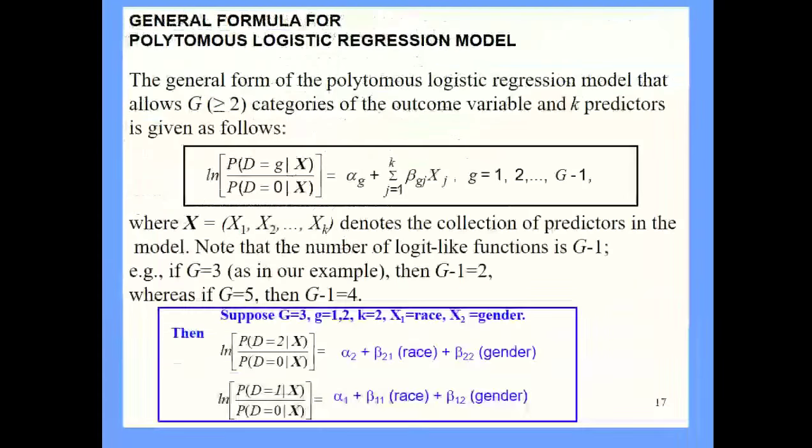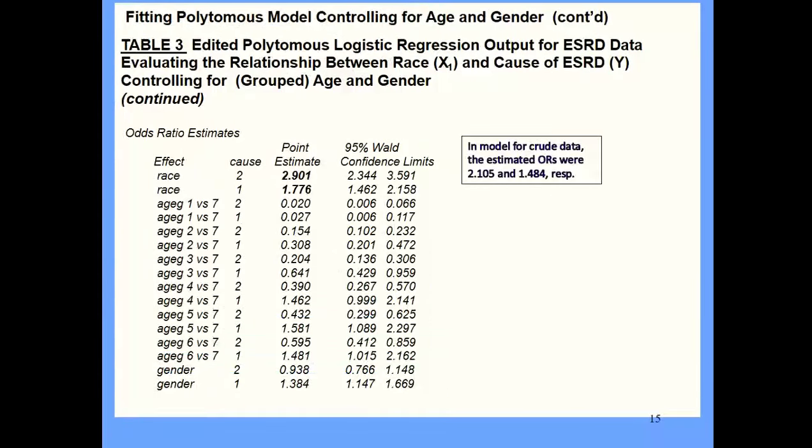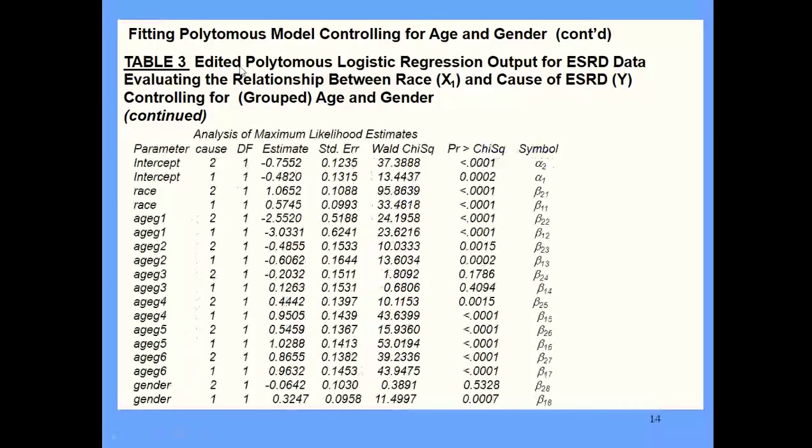For example, we looked at the output for the model that controlled for age and gender, and looked at the effect of race controlling for age and gender. There's a lot of stuff in the output, but the only coefficients of primary interest to you in this model, which is a no interaction model, are the two coefficients of the race variable, because that's your exposure variable.